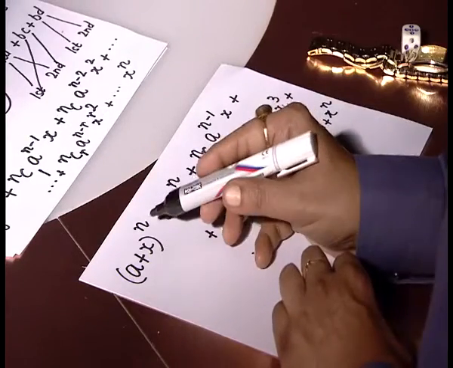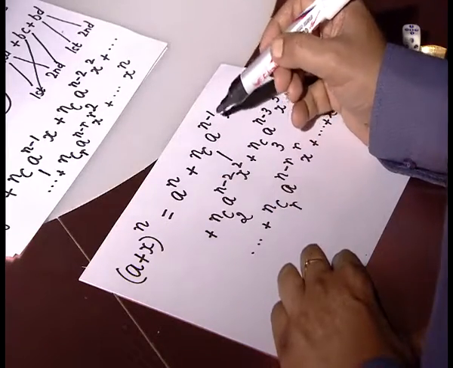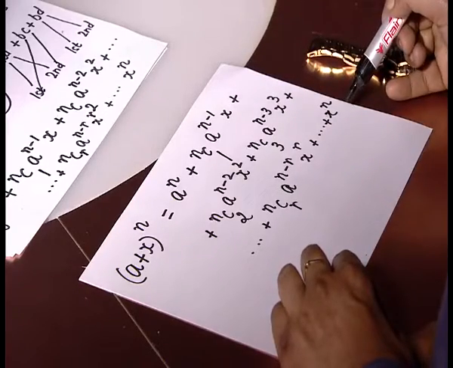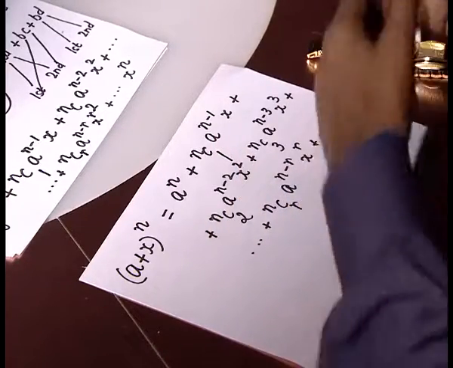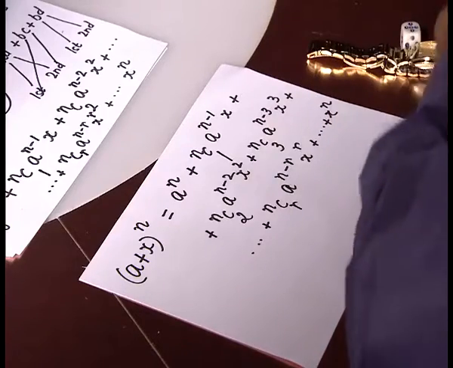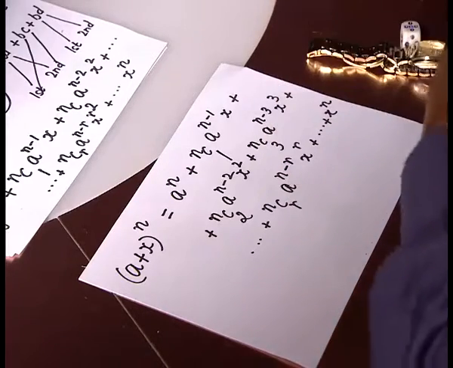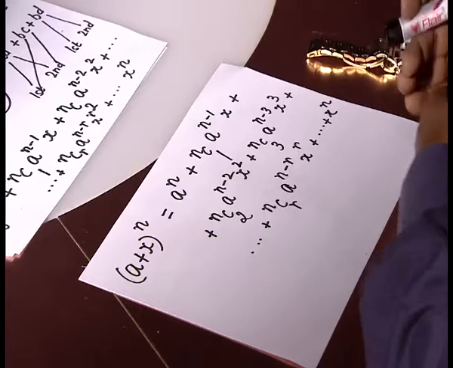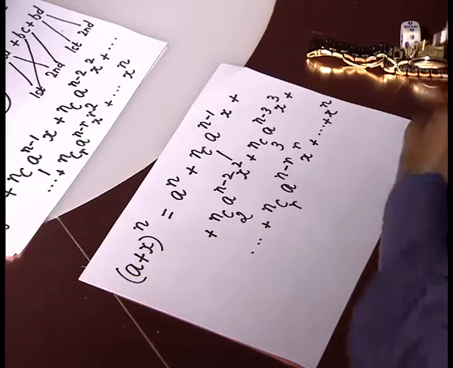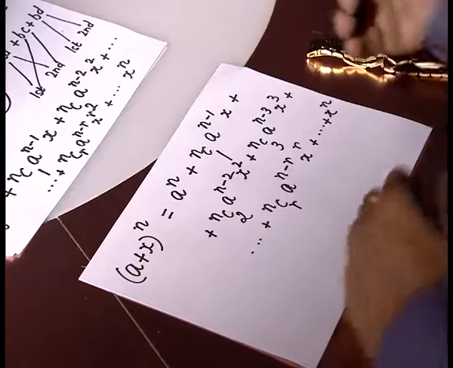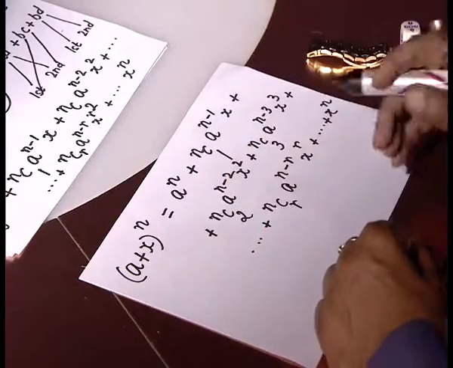So, (a plus x) whole square: a square, nC1 would be 2C1, a to the power of 2 minus 1, that is 2ax, plus x square. (a plus x) whole cube: a cube, then 3C1, 3a square x, plus 3C2 a x square, that is 3a x square, then the next term would be x cube. So, using this formula you can derive any power of the binomial a plus x.